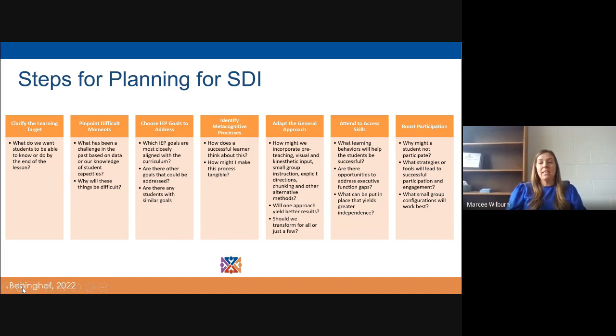And then finally, the last thing you're going to think about is how am I going to boost student participation? Am I going to look at their interest level? Am I going to look at how do we engage them? How do I help create those relationships between myself and the student, the general education and the student, so that they feel like they can be successful? And then thinking about small group, large group, opportunities to respond, all of those things that our students can be successful. But I really like these guiding questions around planning for SDI.